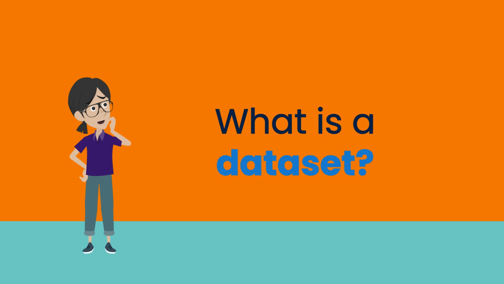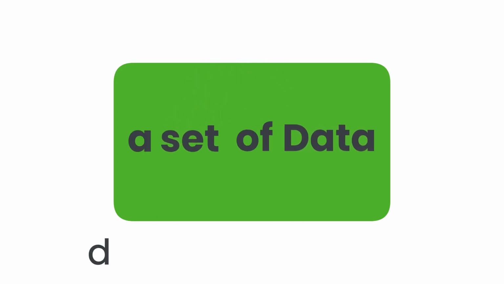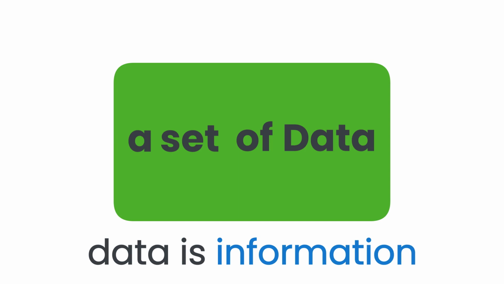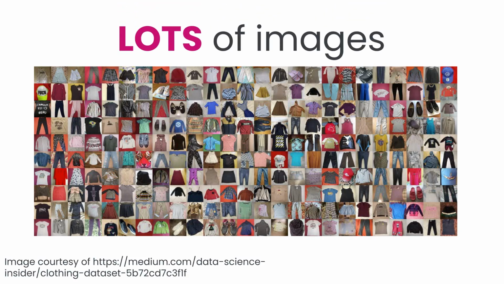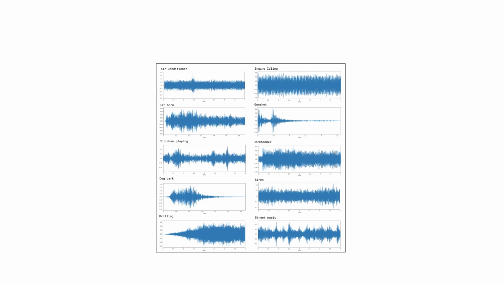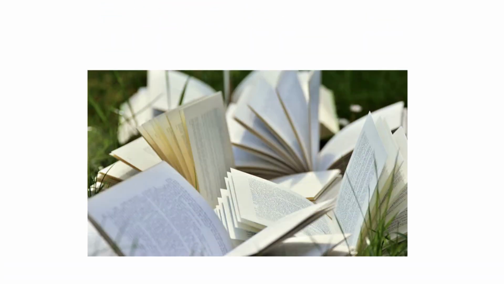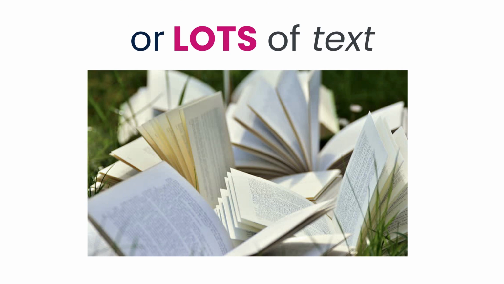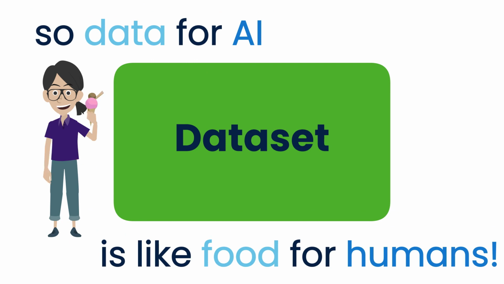What is a dataset? A dataset is a set of data. Data is information. So a dataset is lots and lots of information. Lots of images, or lots of sounds, or lots of text. So, data for AI is like food for humans.